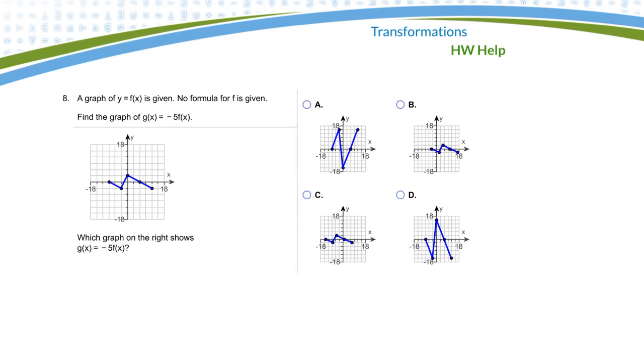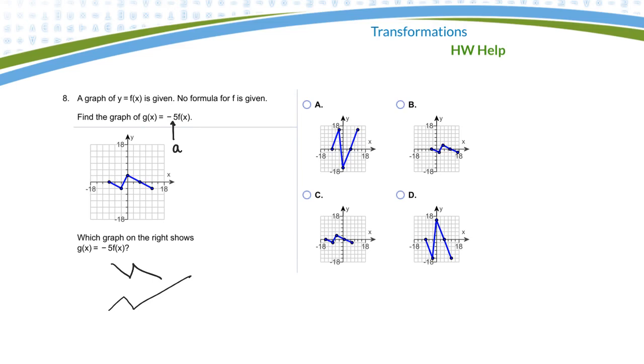Next question, the graph is given, no formula is given. Find the graph of this. So all they're doing, that's in the A spot, is multiplying every y value by -5, or timesing it by 5 and flipping it. At any rate, this graph sort of goes like this. The new graph is going to have to go up, down, up like that.